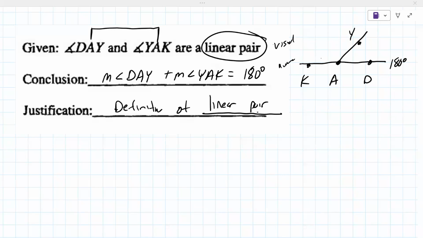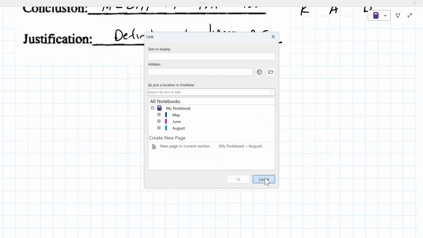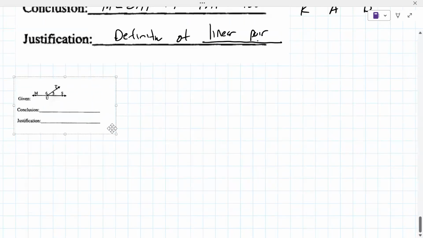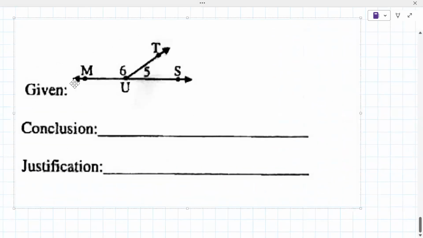Okay, let's look at another one here. Don't want that. Come on. Okay, I don't know if you guys see that on that side or not. All right. We're given this figure. We've got MUT and TUS. These are angles. MUT is angle 6. TUS is angle 5.